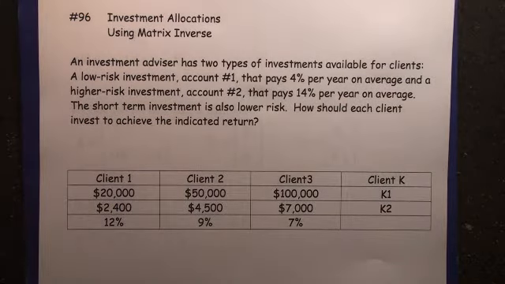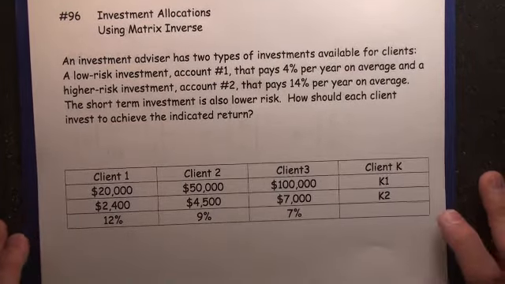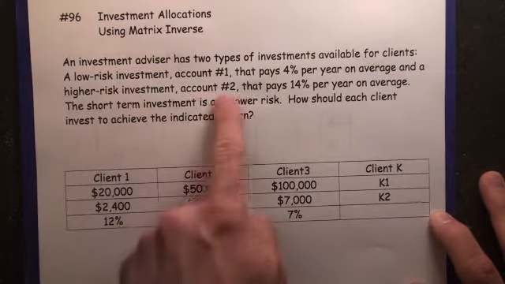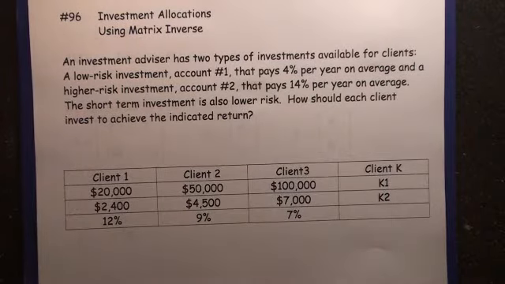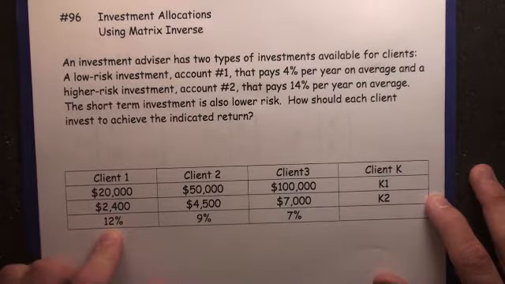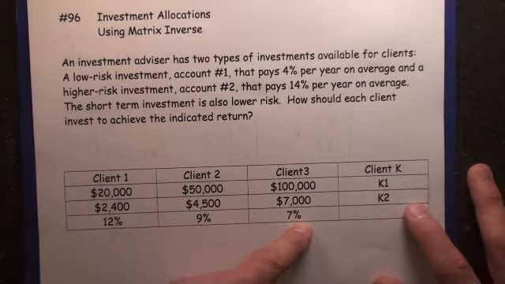Let's take a look. Press pause if you need to read this, but basically we have a low risk account that pays 4% per year, a higher risk account that pays 14% per year on average. Client 1 wants to try to make 12% on their money. Client 2 wants to make this. Client 3 wants to make this much.